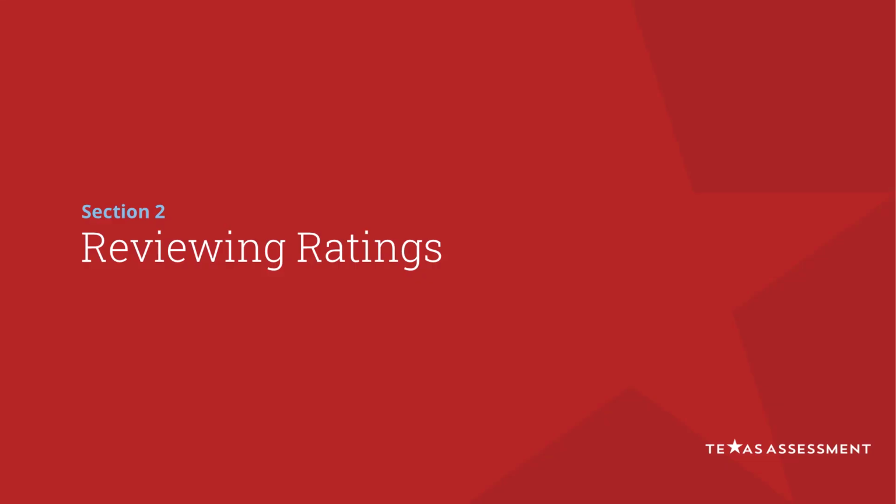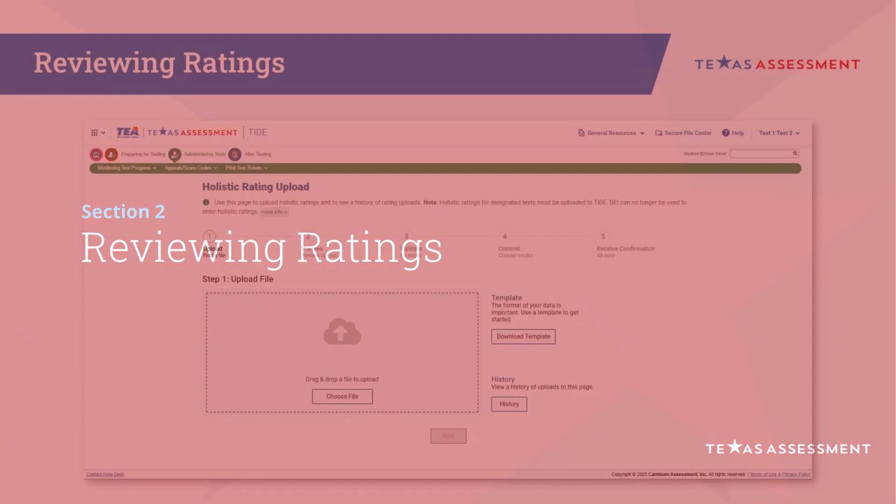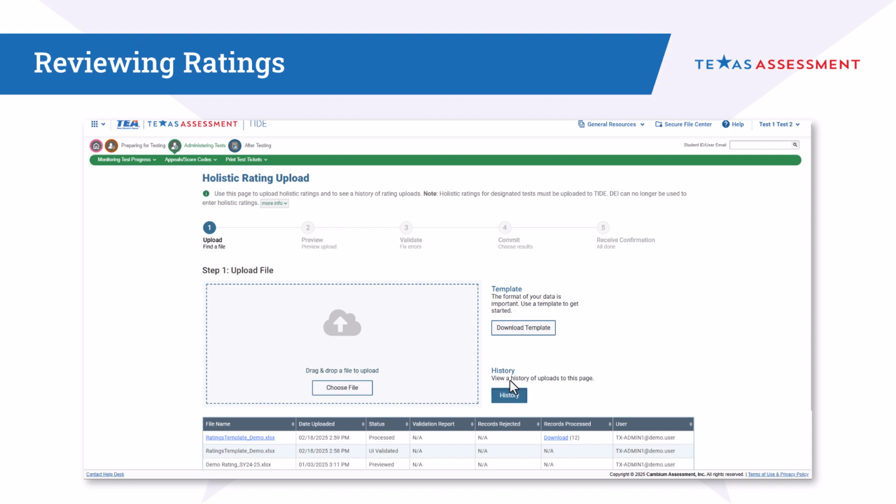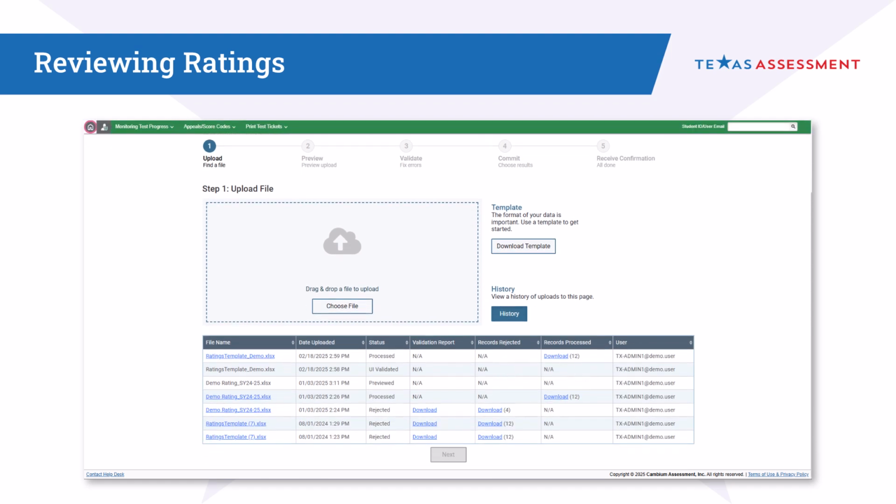Next, we will look at how to review and verify the ratings that have been uploaded to Tide. District and campus users should confirm that Tide has successfully processed the uploaded file by returning to the Holistic Rating Upload page and viewing the history of uploads. Click the History button and verify that the status for the file you uploaded is showing processed in the Request Status column. If you see any other statuses, such as rejected or error occurred, you will need to make necessary revisions to your file and upload it again.